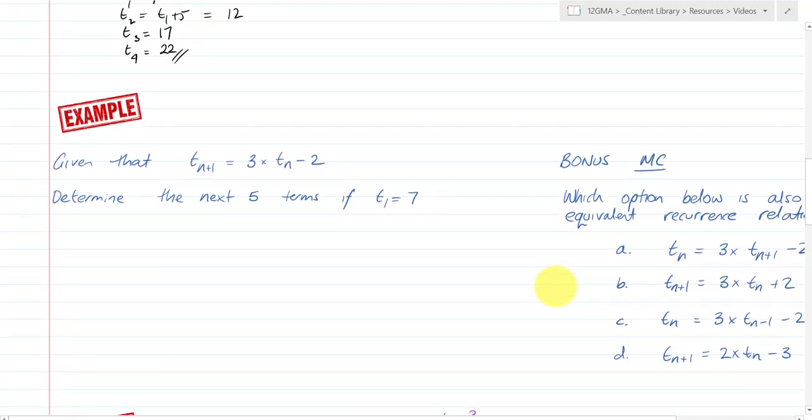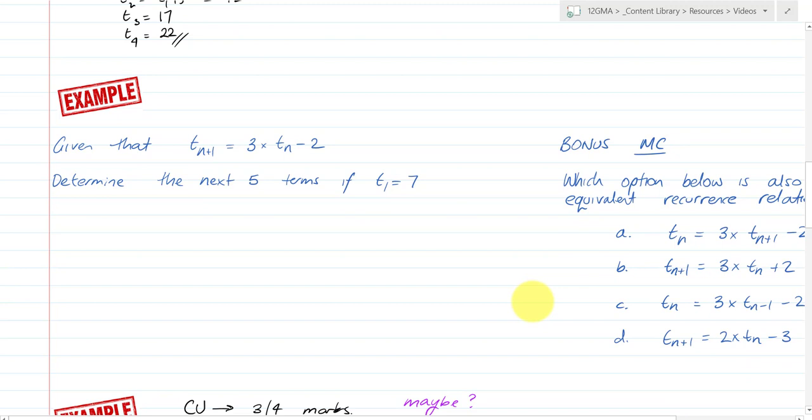Let's look at a second example. Given that Tn plus 1 equals 3 times Tn minus 2, determine the next 5 terms if term 1 is equal to 7. So, if term 1 equals 7, we want the next 5 terms. I'm doing this horizontally, which is a little bit of a no-no, but it's the easiest way for me to fit this on the page appropriately. Term 2 is 3 times term 1, which is 7, minus 2. That's equal to 21 minus 2, which is 19. Term 3 is equal to 3 times 19 minus 2, 57 minus 2, which is 55.